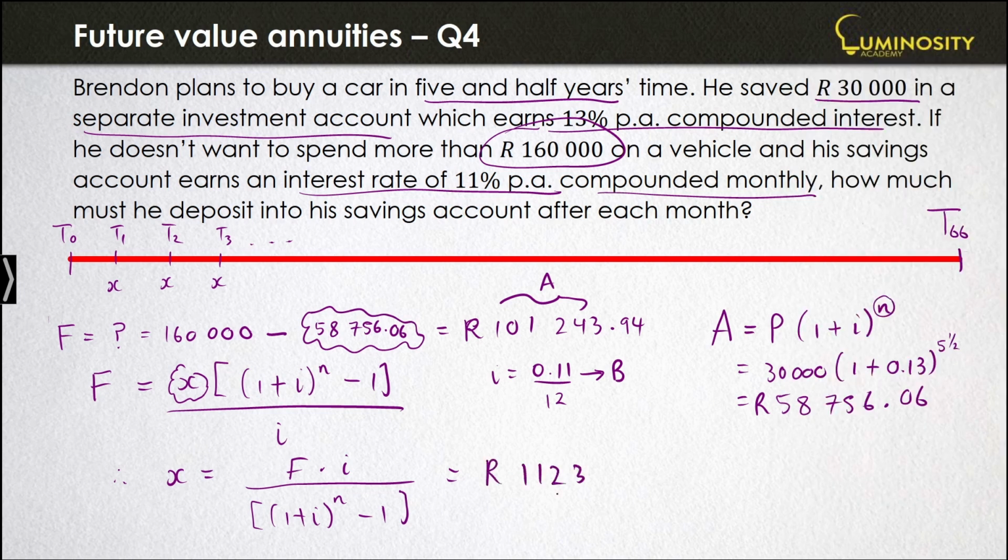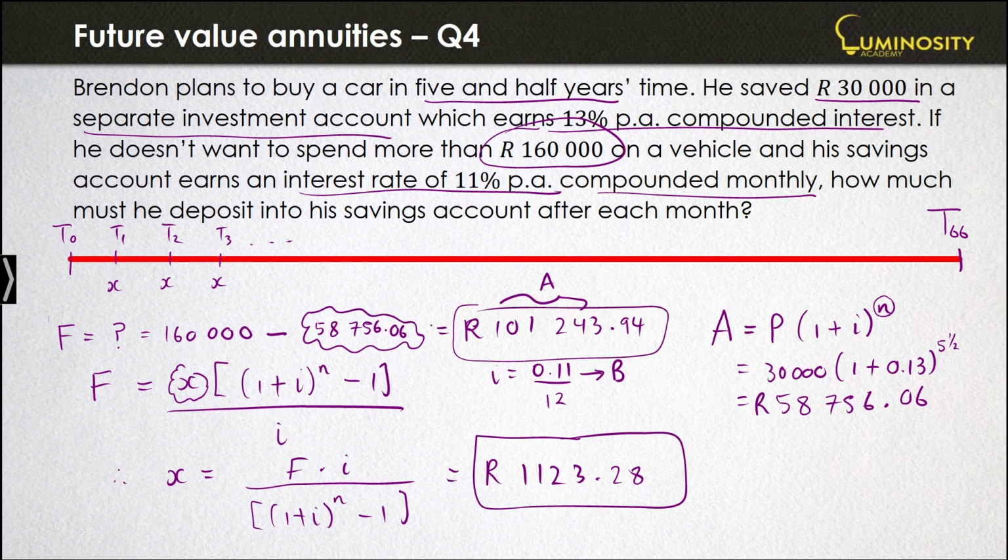And I get 1,123 Rand and 28 cents. That means Brendan must deposit 1,123 Rand and 28 cents for 66 months if he wants to get this amount, 101,243 Rand and 94 cents, because that's how much he's going to need at maximum after he's already used the other 58,000, which was attained from that savings account of the 30,000 Rand over 5.5 years.